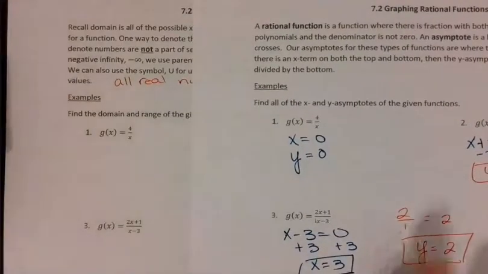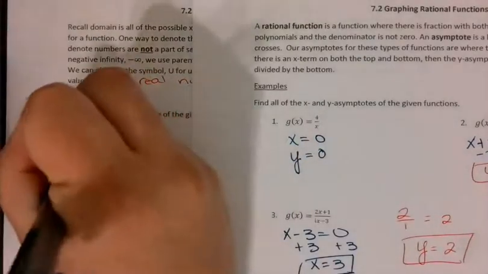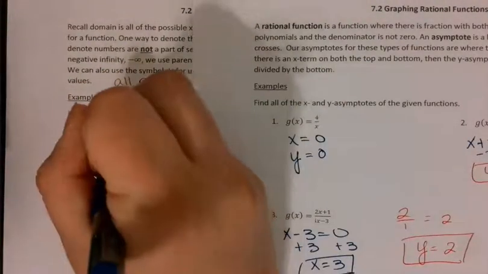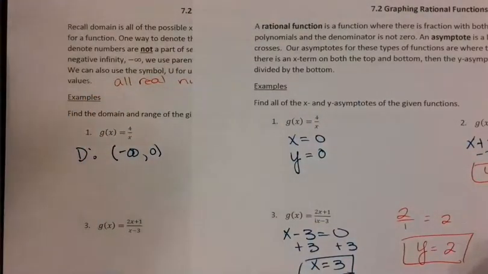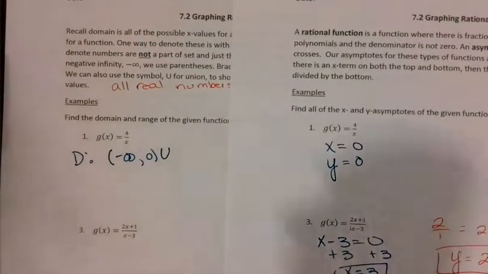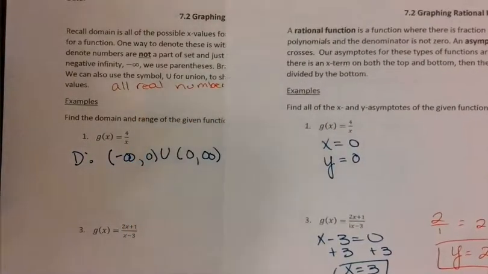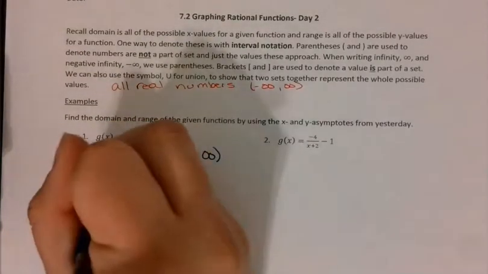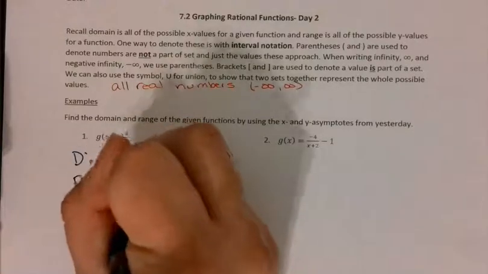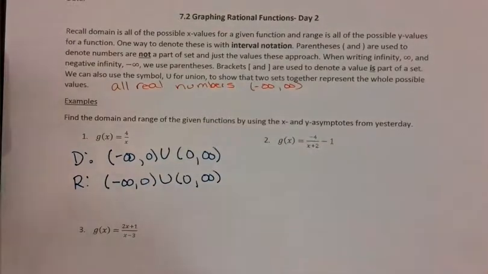So for number 1, I know that my asymptote is 0. That means it never crosses 0. So the way I write my domain is I am going to do negative infinity, comma 0. So it goes to 0, and then it stops, and then it starts up again, because it doesn't actually touch 0, and then it goes back on to positive infinity. And then I'm going to do the same thing for my range, because this one, domain and range, was the same value. So it's going to go from negative infinity to 0, and then 0 to positive infinity.